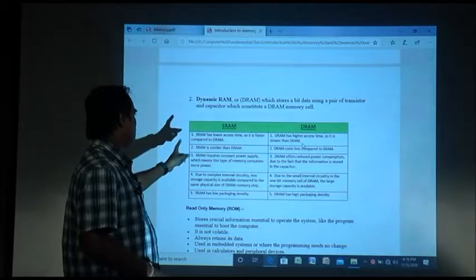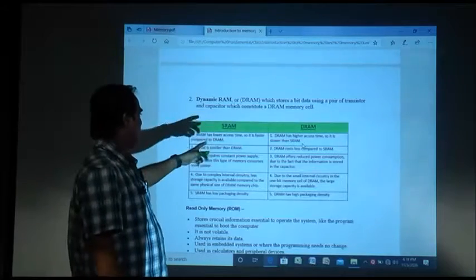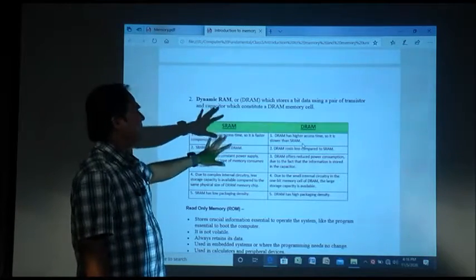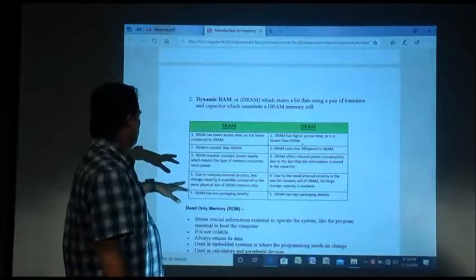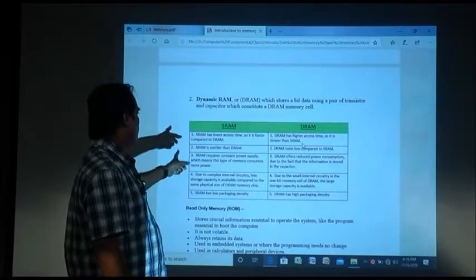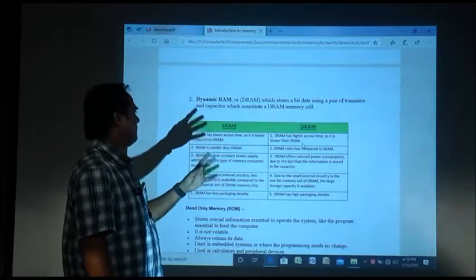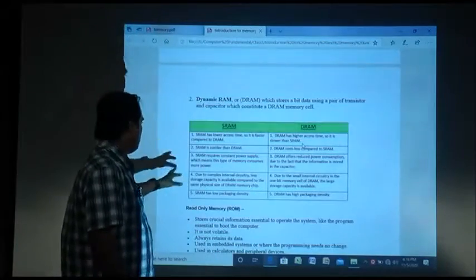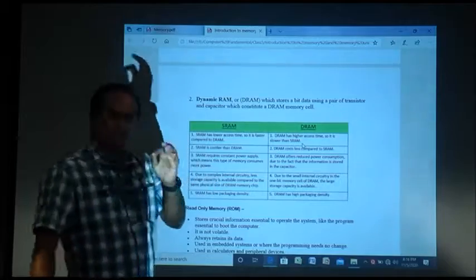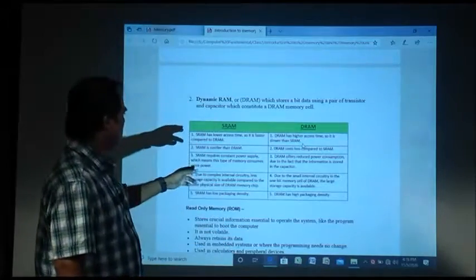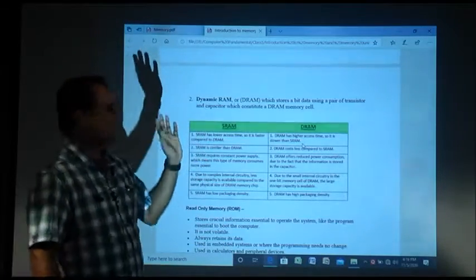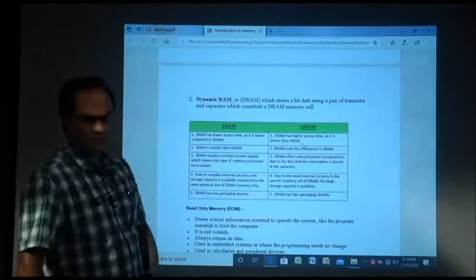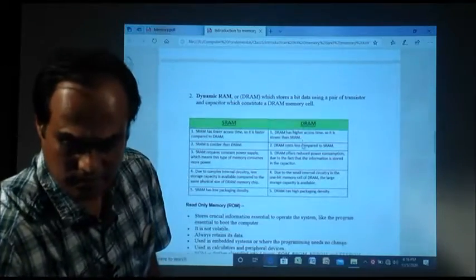Then static RAM is costlier than DRAM, and DRAM is less costly compared to static RAM. SRAM requires constant power supply, DRAM offers reduced power consumption, yes or no. Then SRAM has low packaging density and DRAM has high packaging density. So, these are the basic differences between SRAM and DRAM.